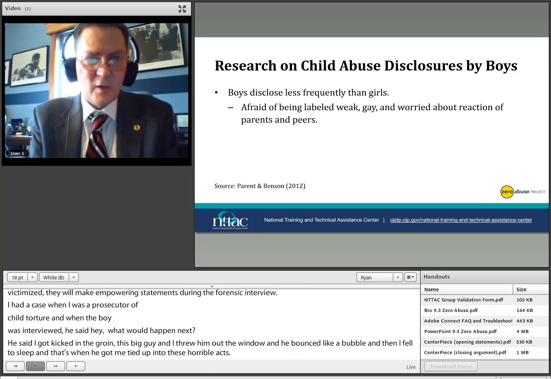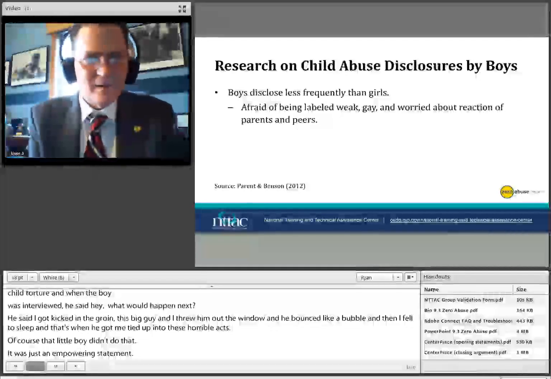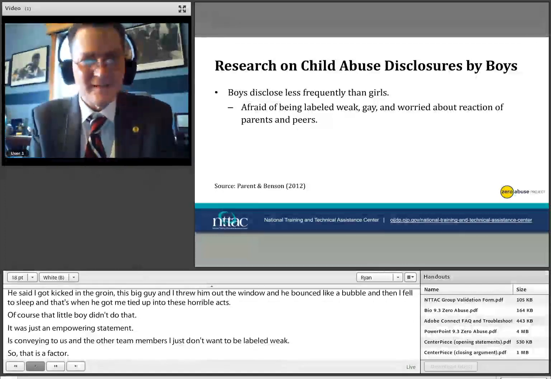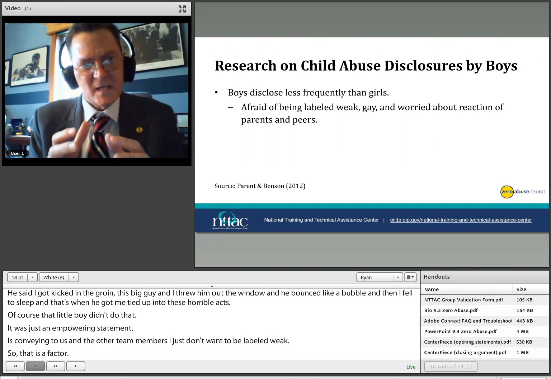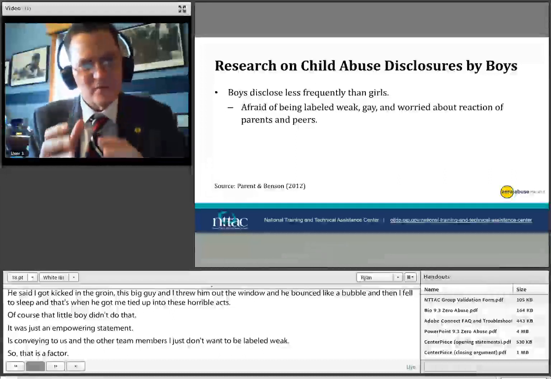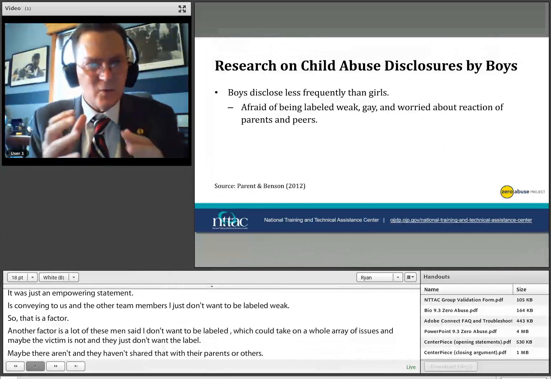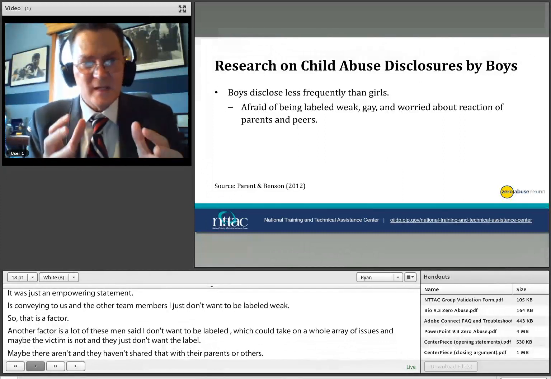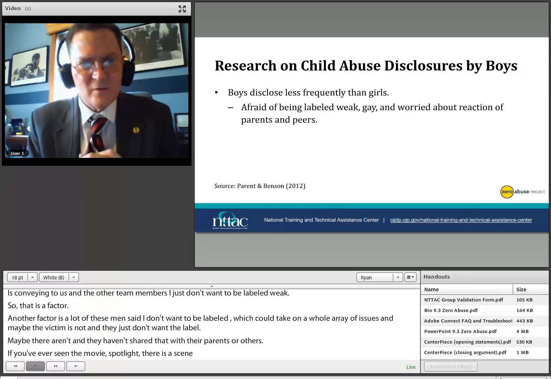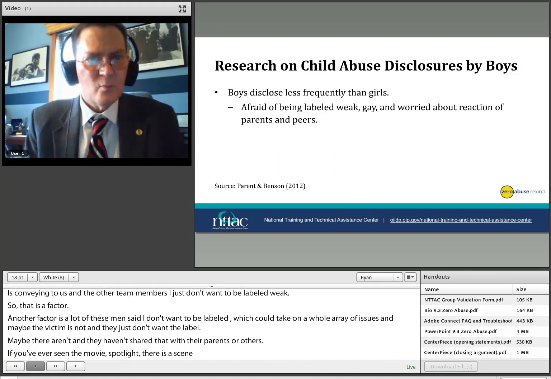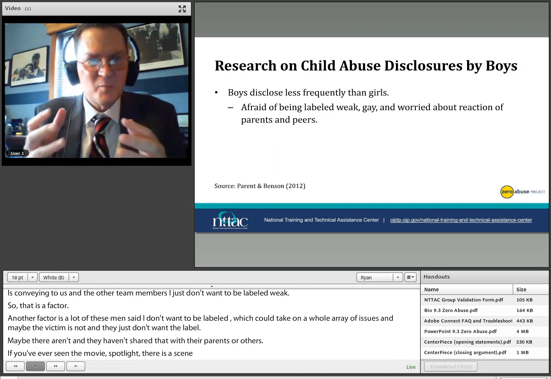So that's a factor. Another factor is a lot of these men said, I don't want to be labeled gay, which could take on a whole array of issues. Maybe the victim is not gay and they just don't want the label. Maybe they are gay and they haven't shared that with their parents or others. If you've ever seen the movie Spotlight, there is a scene where the Boston Globe reporter, Sasha Pfeiffer, is interviewing this man who was sexually abused as a boy by a priest. And the man says, look, I was 14. I knew I was gay, but I hadn't told my parents. I knew they'd be very angry. I knew the church at that time would condemn me. So I just didn't know what to do.